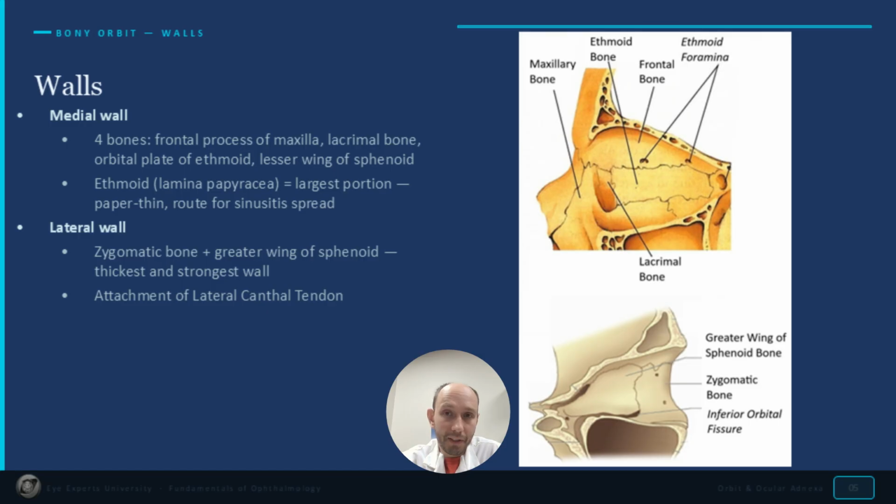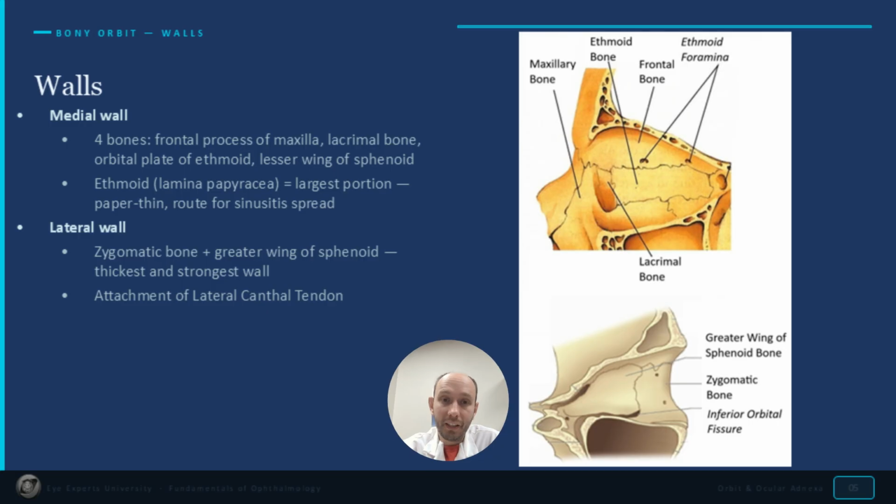So one, that's what's going to break if you have a medial wall fracture, but also because it's so thin, if you have an orbital abscess, that is going to erode from the sinus and into the orbit through that area just because that's the smallest area to eat through. When you do your orbital dissection, if you do it along the medial wall, you will hit the ethmoidal foramina. That's where the blood vessels come through and they bleed.